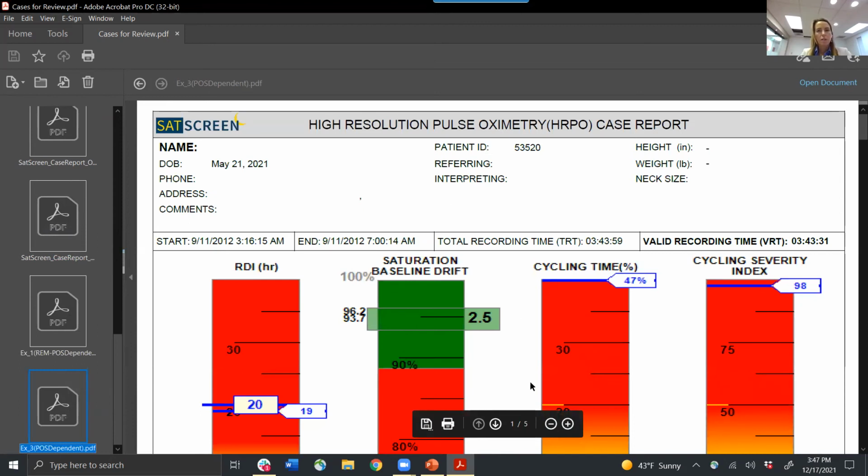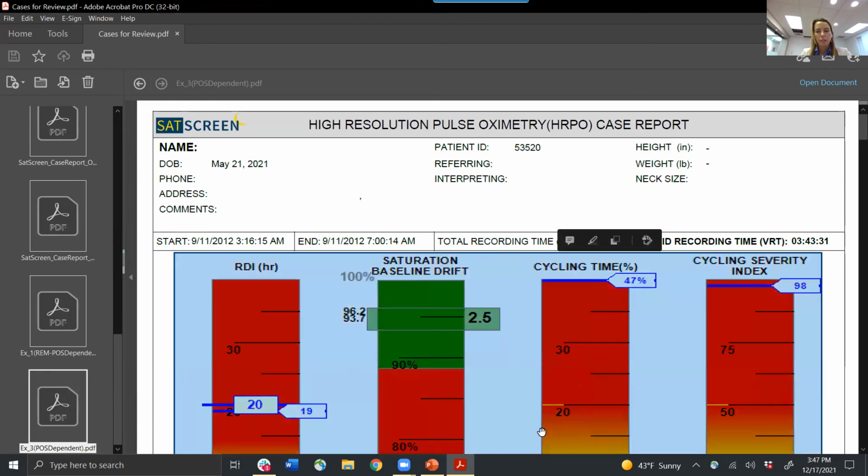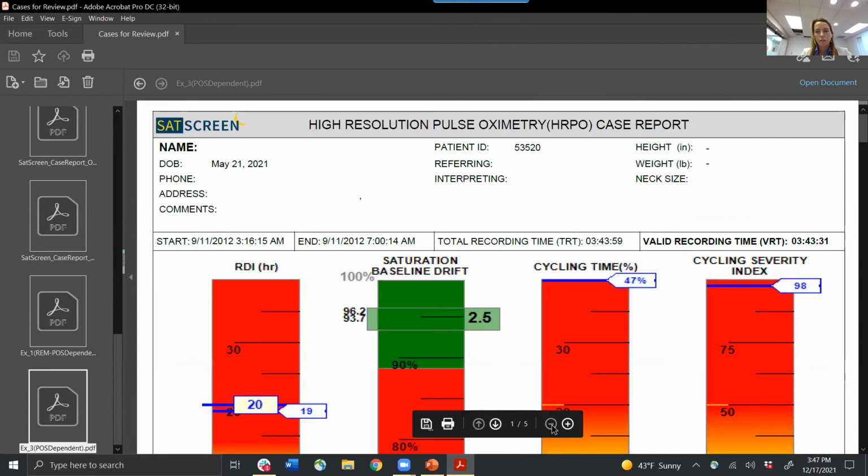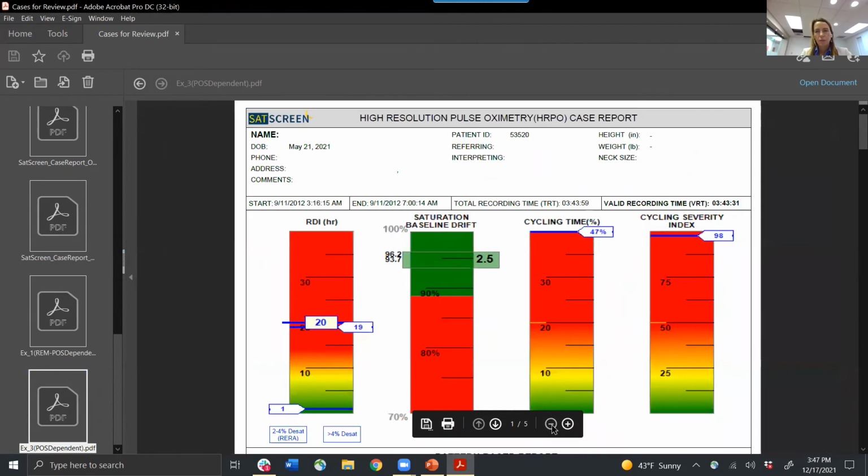And then this example here may be a positional dependency. This one is less than ideal when we take a look at the valid recording time, so 3 hours and 43 minutes. We typically want to have 4, but a minimum of 3 hours. Our RDI is abnormal, so we have 2 to 4% BSAT per hour and 19 greater than 4% or more severe events per hour.